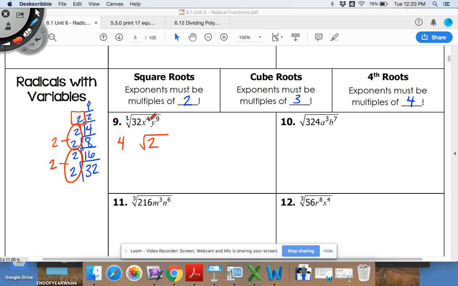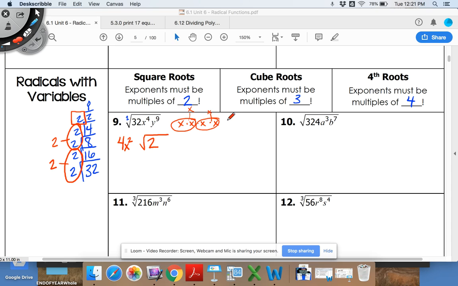Now I want to chat about what this really means. This really means x times x times x times x. So if we're looking with an index of 2, we're looking for groups of 2. And so this would be an x and this would be an x, and we could bring it out. But instead of writing x times x, we could write x squared.